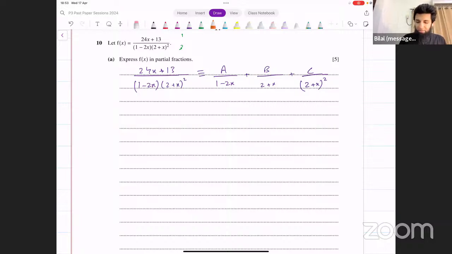Now let's multiply this denominator on the right side and see what that gives you. 24x plus 13.